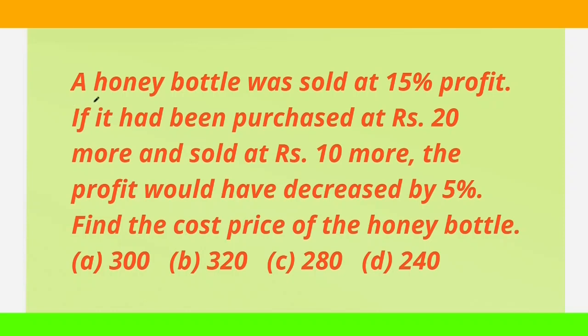Our question is: a honey bottle was sold at 15% profit. If it had been purchased at rupees 20 more and sold at rupees 10 more, the profit would have decreased by 5%. Find the cost price of the honey bottle. The given options are option A 300, option B 320, option C 280, option D 240.